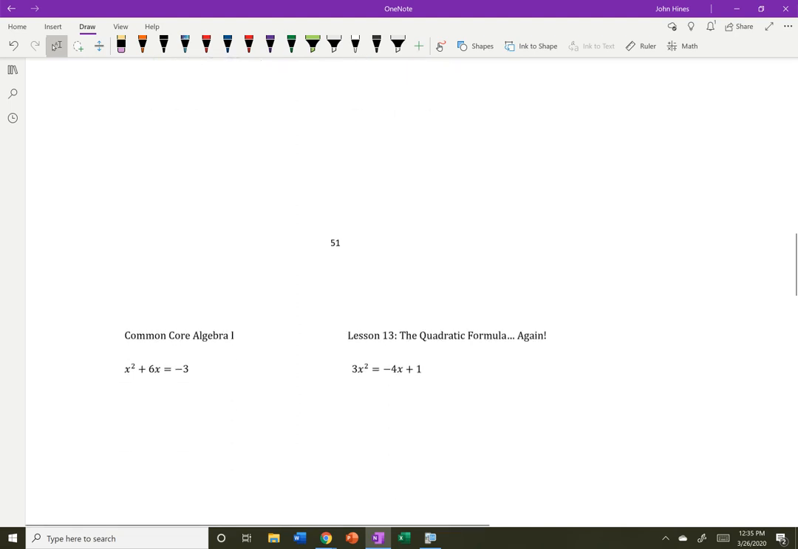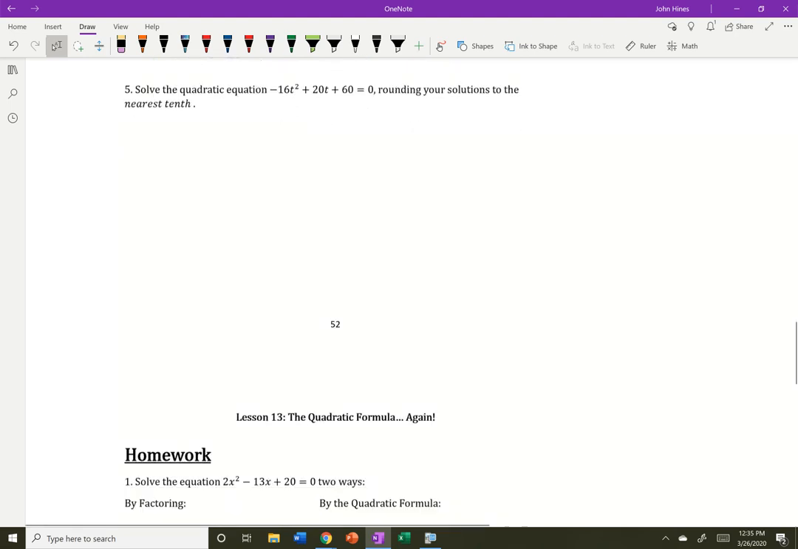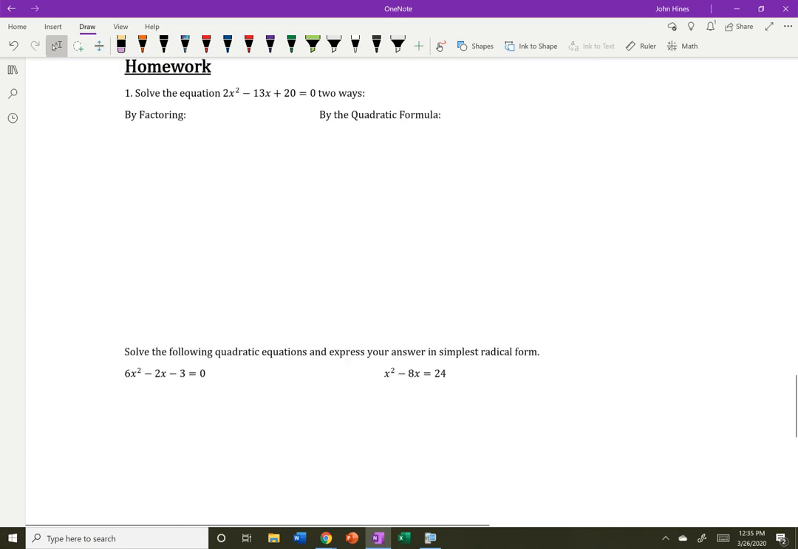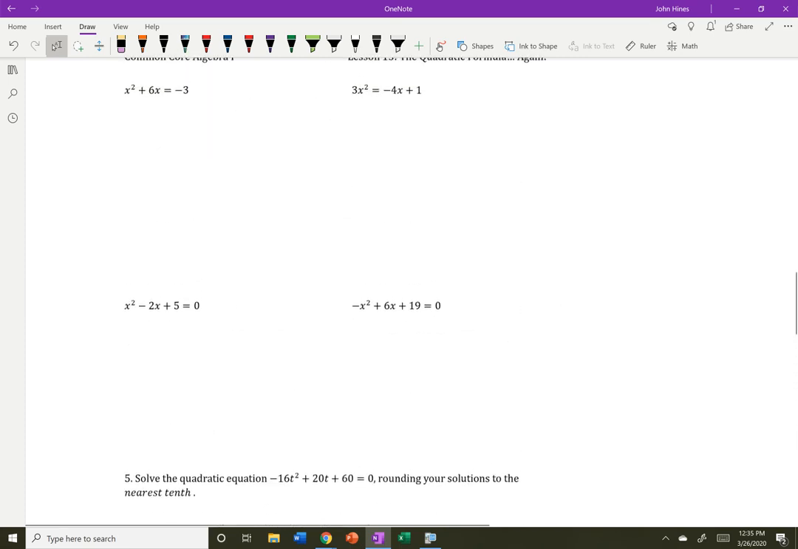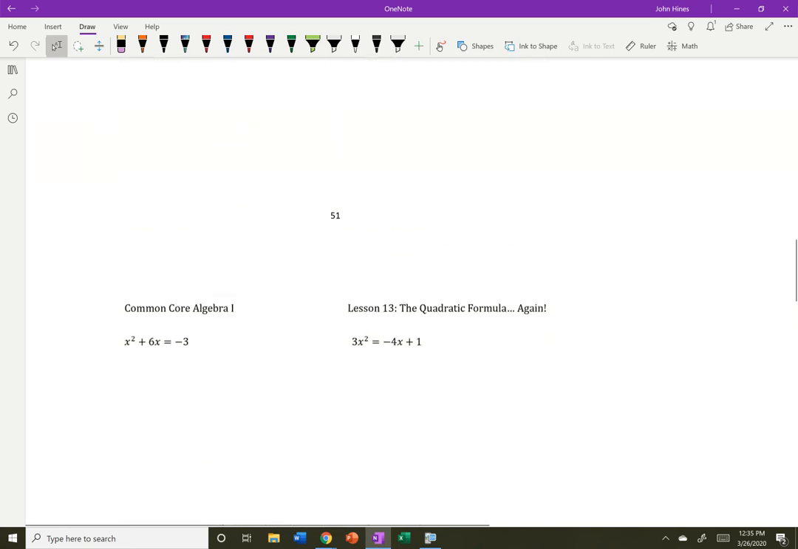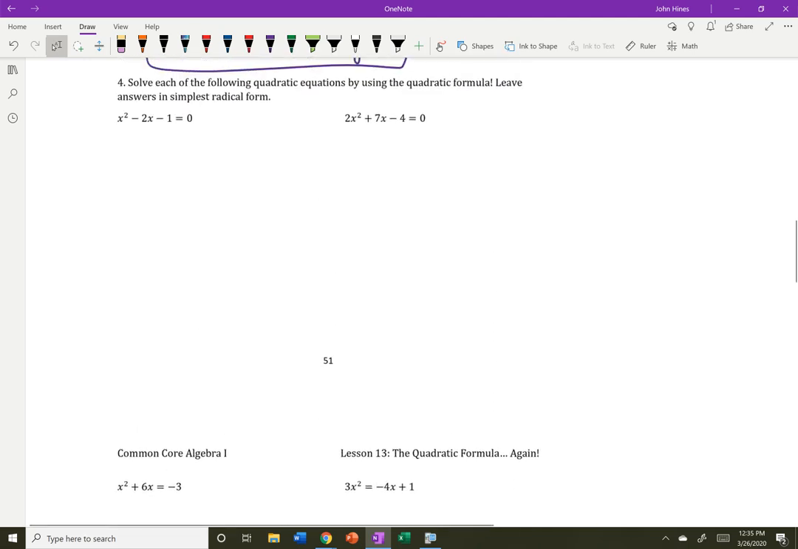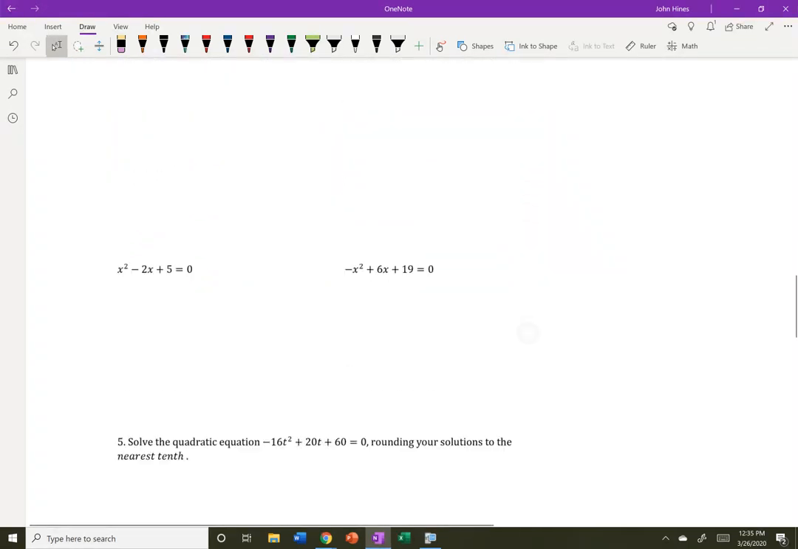I think I'm going to let you guys try the rest of this lesson. Actually, I have to do that one. Try the rest of this lesson, and I'm not going to make a video for this because it's just plugging into the quadratic formula and cleaning it up. So you guys try this lesson, try these problems.